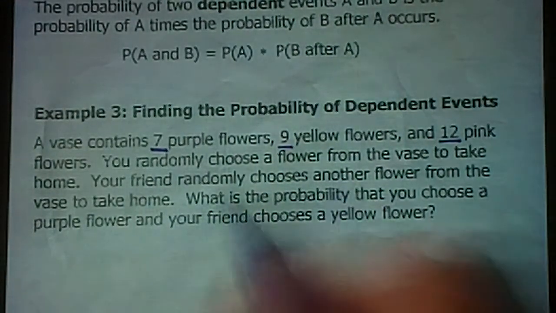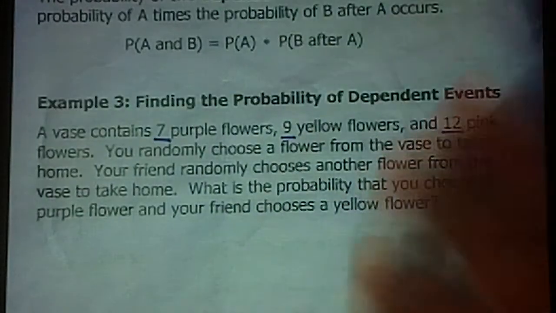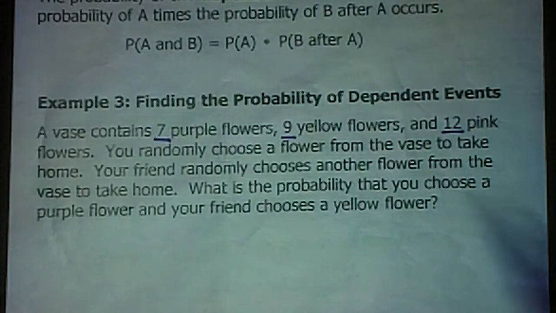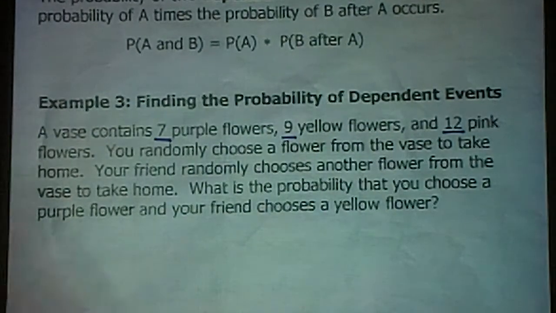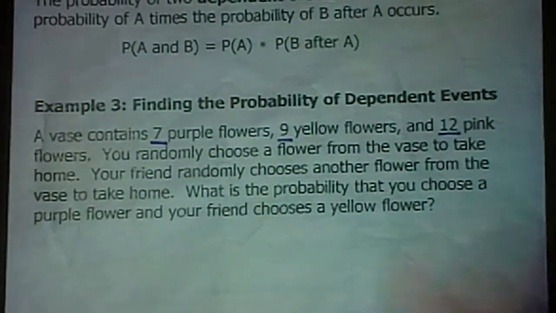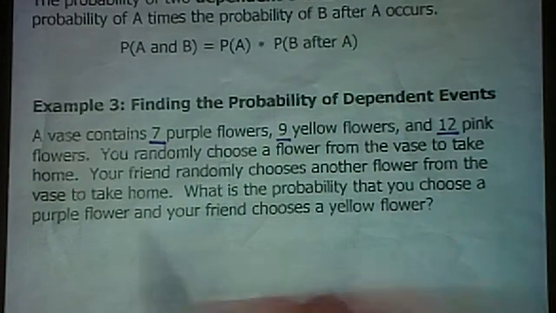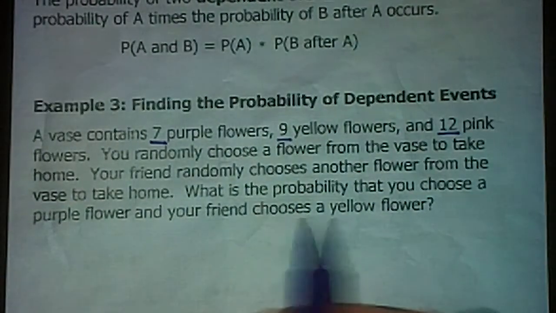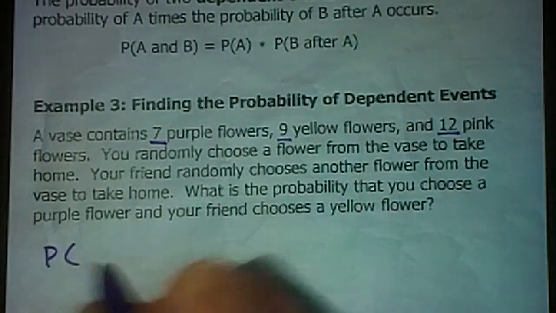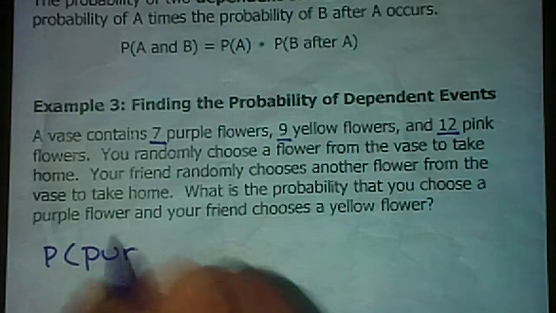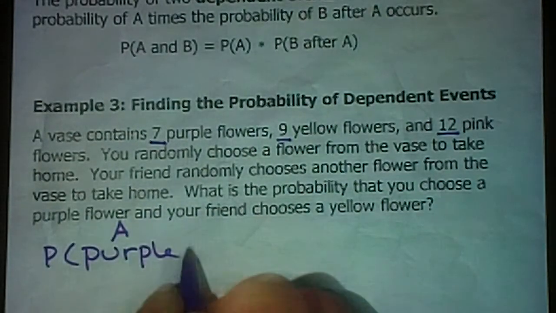First off, the reason these are dependent is because when you take that flower out of the vase, you don't put it back before your friend takes their flower. So the flower you took, they have no chance of getting that flower. That makes those events dependent. All right, so the probability that you'll choose a purple flower and your friend chooses a yellow flower. The first thing we need to know is your event. Event A is the probability of you picking the purple flower.